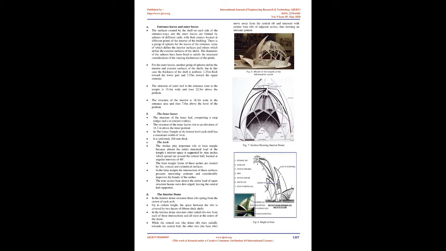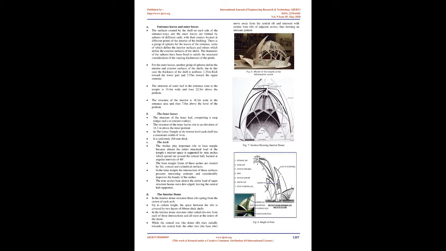B. The inner leaves. The structure of the inner leaf comprises a cusp, ridge, and a reentrant valley. The structure of the inner leaves rises to an elevation of 34.3 m above the inner podium. In the Lotus Temple, at the lowest level each shell has a maximum width of 14 m. It is uniformly 200 mm thick.